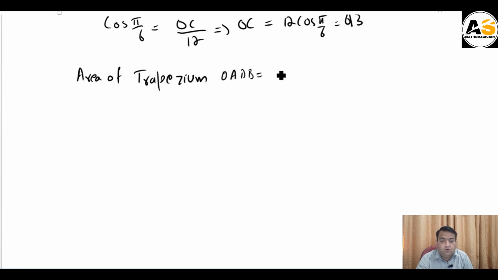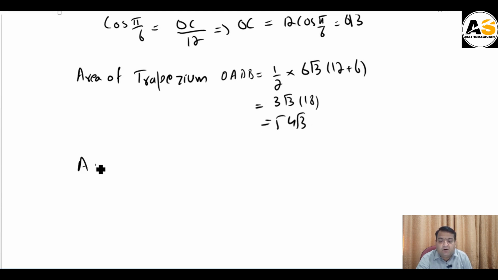Area of trapezium OADB will be equal to 1 by 2 into height, which is 6 square root 3, into the sum of the two parallel sides. This will be 3 square root 3 into 18, which is 54 square root 3. And what will be the area of the sector? Area of sector will be 1 by 2 r square theta.